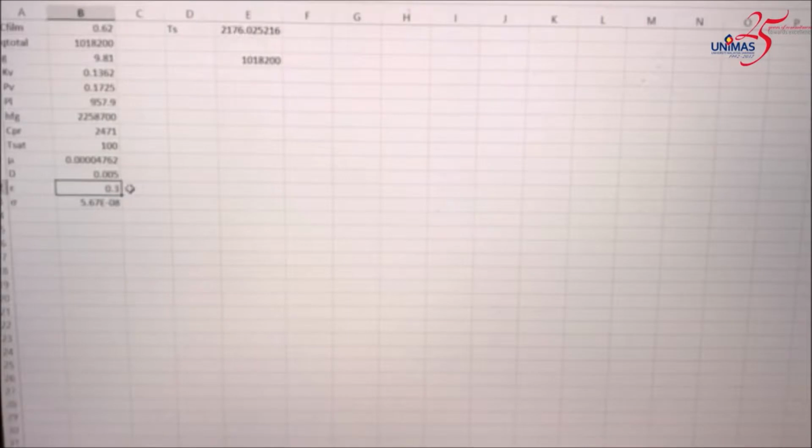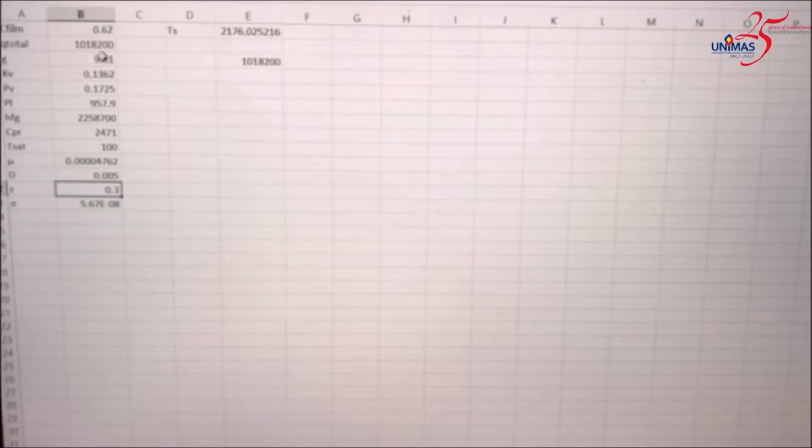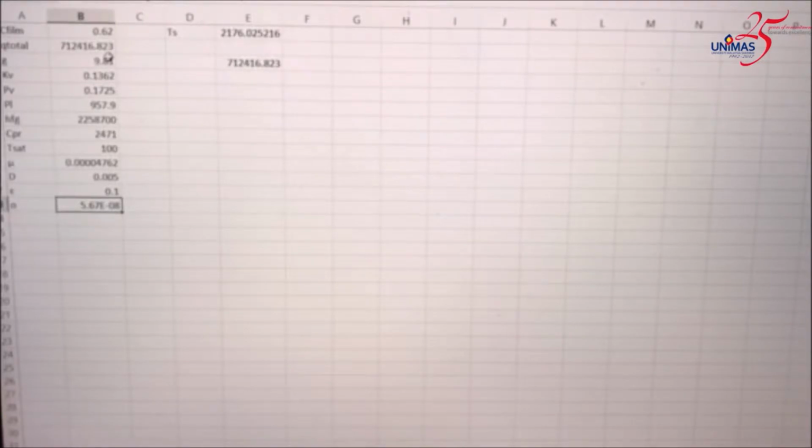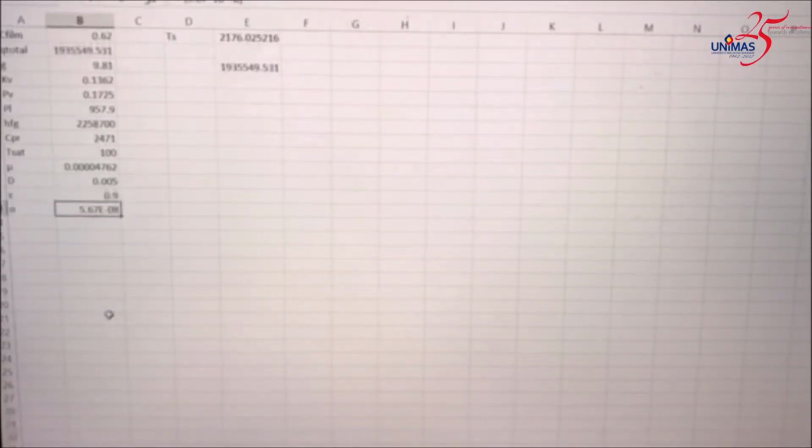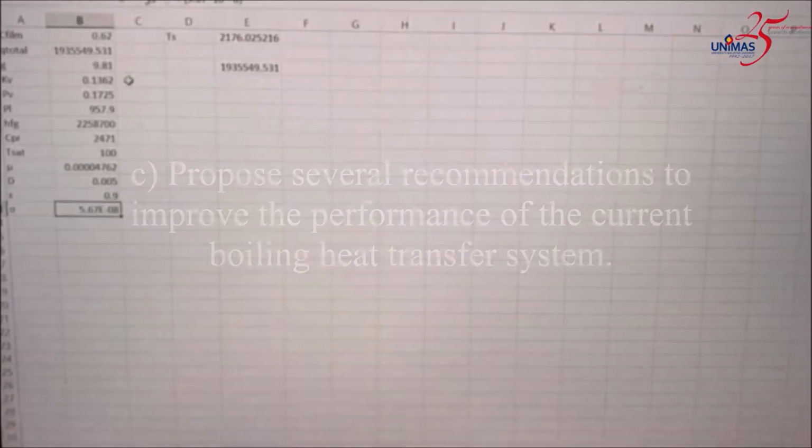As mentioned in the previous question, Q total is the summation of Q film and Q radiation. The question assumed an emissivity of 0.3, which results in a Q total equal to 1,018,200 joules. For example, if we use a lower emissivity, which is 0.1, we can see that Q total is equal to 712,416.8 joules. This is because the Q radiation is smaller. This condition is vice versa when the emissivity is higher. For example, when emissivity is equal to 0.9, we can see that the value of Q total is much larger.